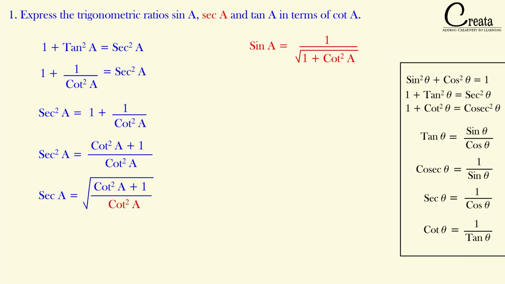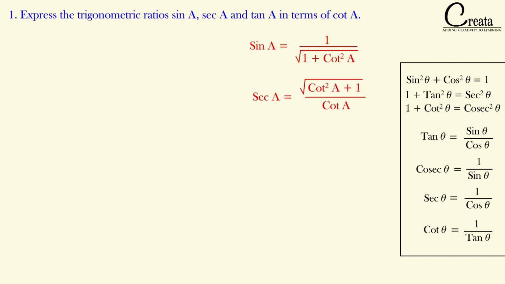Further, sec A is equal to root of cot square A plus 1 upon cot square A. Let's take cot square A out of the root. We got sec A as root of cot square A plus 1 upon cot A. That is the answer. We have expressed sec in terms of cot. Got it? The last one, we have to express tan in terms of cot.